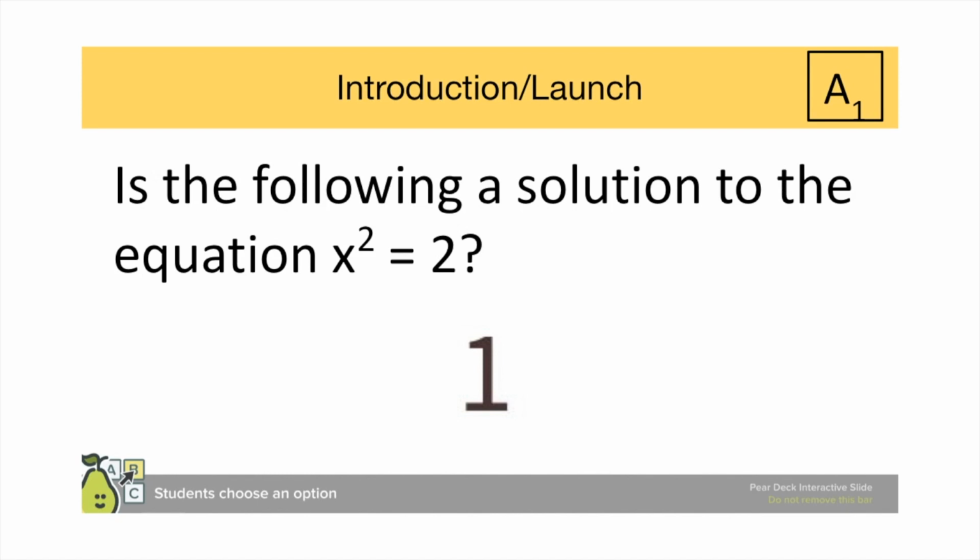First one is 1, and 1 is not a solution because 1 squared is 1 and not 2. 1/2 is not a solution because 1/2 squared is 1/4. 3/2 is not a solution because 3/2 squared is 9/4. And 7/5 is not a solution because 7/5 squared is 49/25.